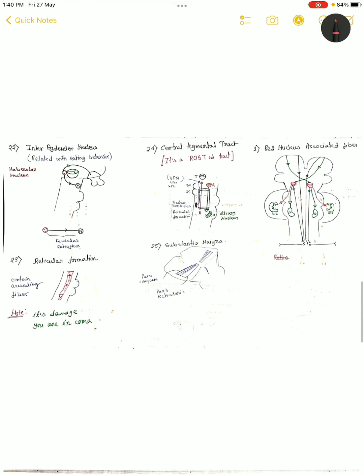Okay, this is our last part, maybe. Let's say this is 22. What are we going to find here? Here we are going to focus on the interpeduncular nucleus, which is related with eating behavior. First things first, we'll do this. Here we will find the superior colliculus and here the inferior colliculus. So the interpeduncular nucleus is found at the level of the midbrain, at the level of the inferior colliculus, not the superior colliculus.